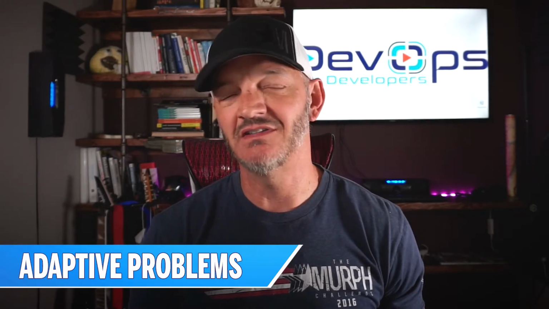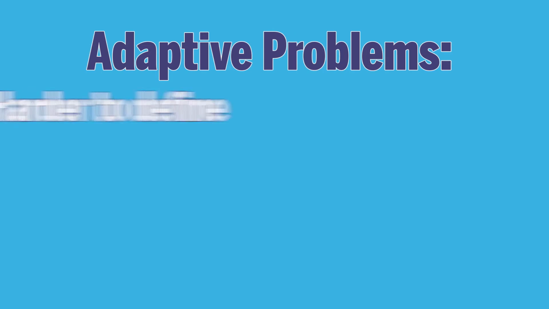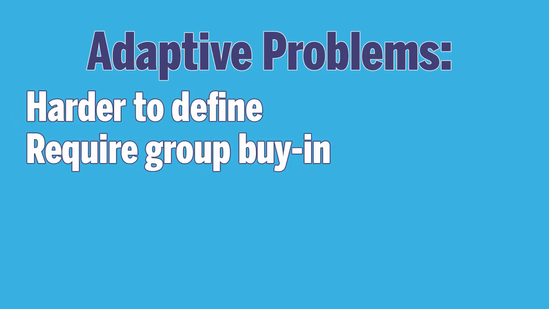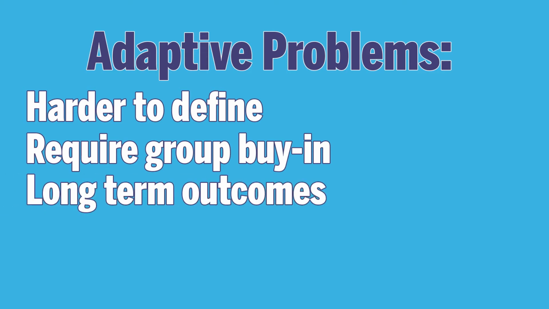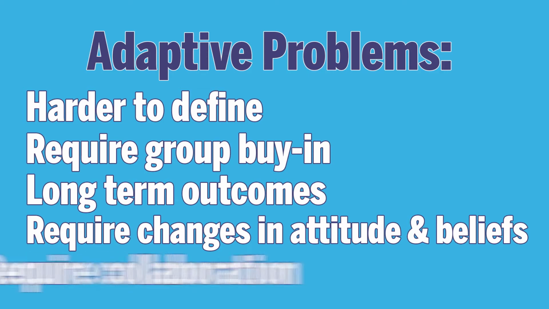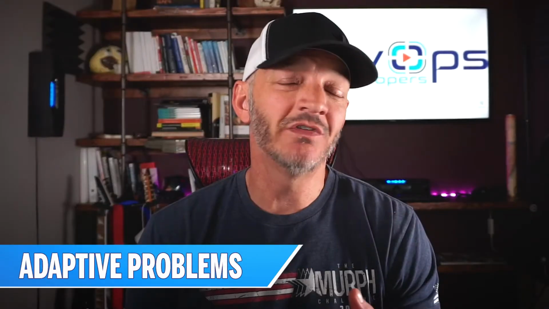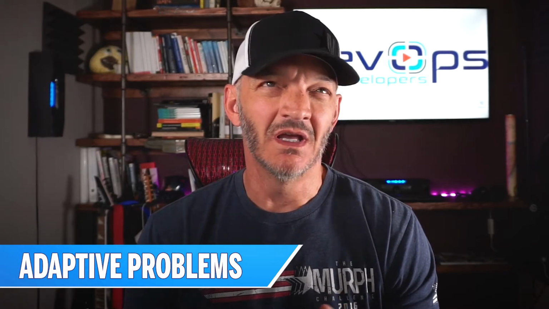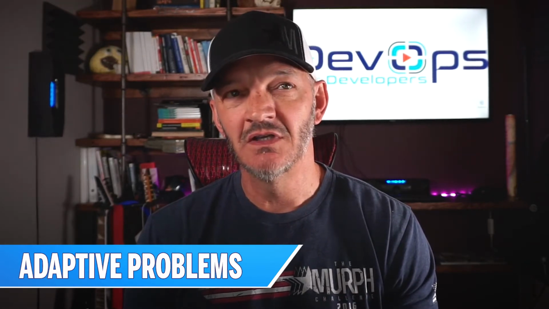Now, some of the common characteristics of adaptive problems are that they're harder to define. They require group buy-in or sometimes senior management buy-in. They have long-term outcomes, and they require changes in the attitudes and beliefs of those people who are integrated with that problem. They also require collaboration, and in most cases, you're going to face resistance. And a lot of times, the resistance just comes from lack of understanding. Humans by nature, we tend to want things to stay the same. So anytime you try to implement an adaptive solution, you're going to face change in that.